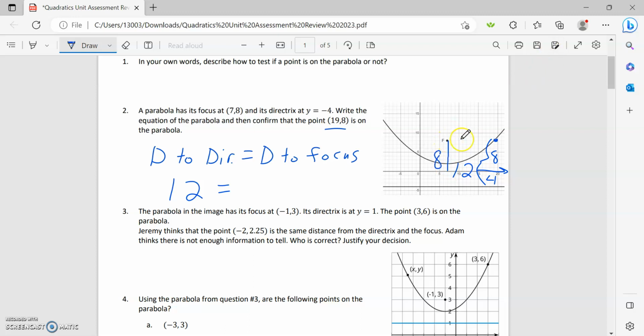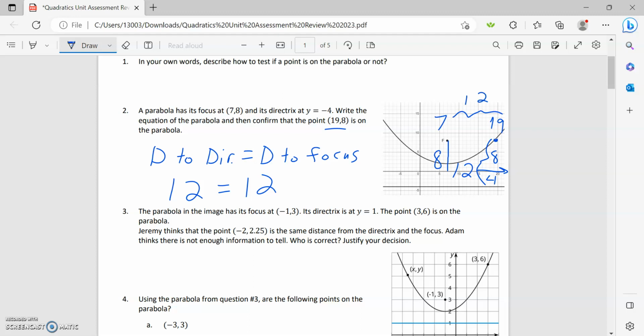So the focus and the point I'm testing are on the same horizontal line. I just need to know how far away they are. And we see that we are going from 19, 8, right? So there's 19 over here, and this was 7, 8. That distance is 12. So that is my way of confirming that that point is on the line.